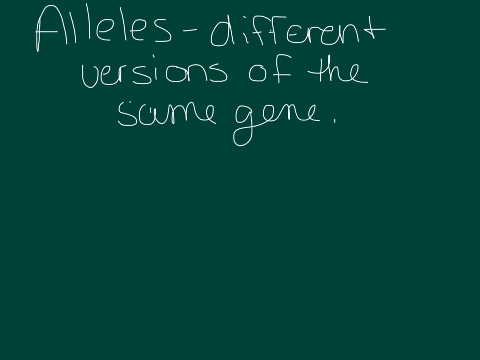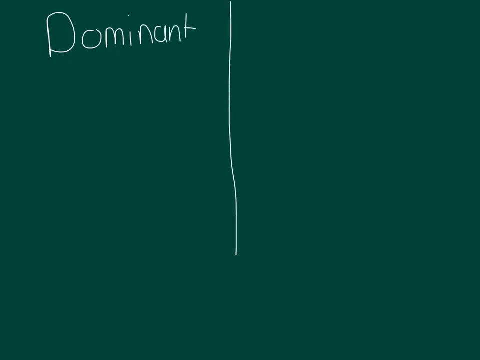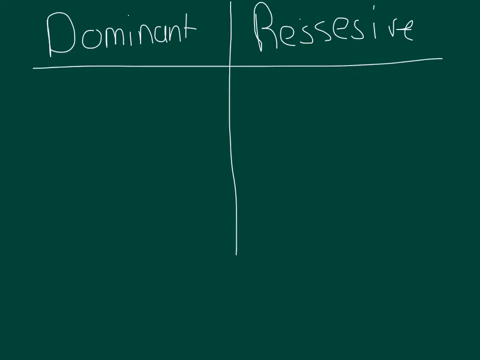The next thing we need to talk about is how do we distinguish between these different types of alleles. One of the main differences that we have come across is the concept of dominant versus recessive. There are two main differences between dominant and recessive. A dominant is always going to express itself.